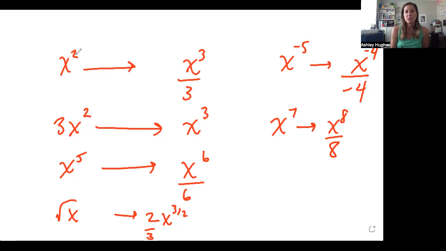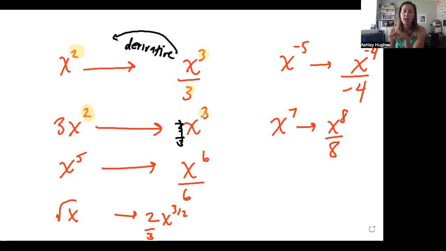Okay, do you see the pattern? We're taking whatever power is here, increasing it by 1 and dividing by that new power. We'll notice the 3's canceled in this case, because when you increase that one by 1, this was 3, and then divide by 3, that divides to be 1. Also, you can check by going this way. You can take the derivative to check. So if I take the derivative of x cubed, I get 3x squared.